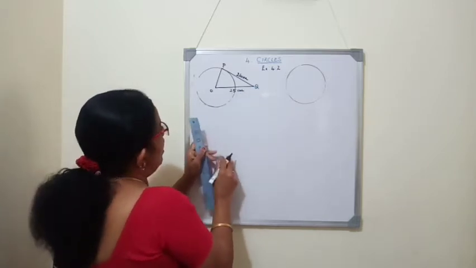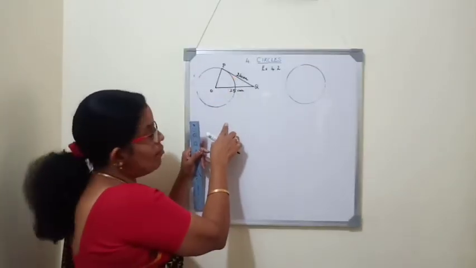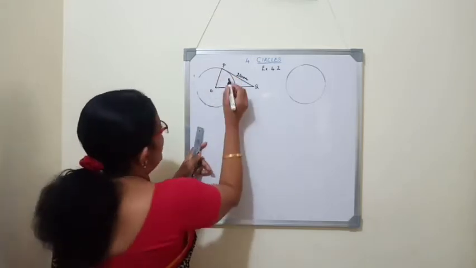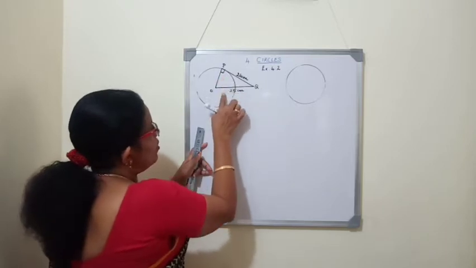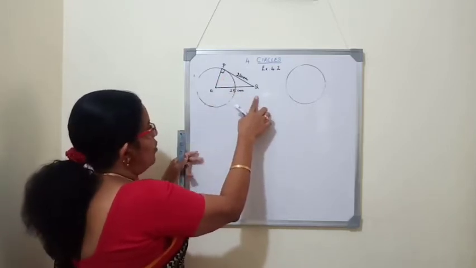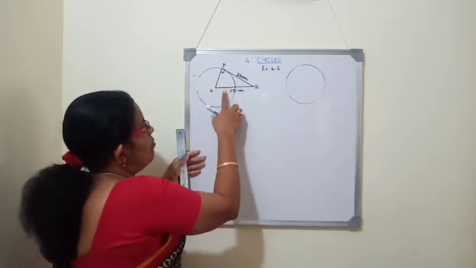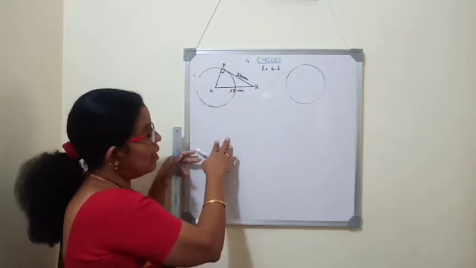As I told you in the last class, what is angle P? We learned theorem 4.1 that radius and the tangent are always perpendicular. So this angle will be 90 degree. The side opposite to 90 degree angle will be the hypotenuse. So OQ is the hypotenuse. So triangle POQ is a right angle triangle. We will apply Pythagoras theorem and find out the radius.